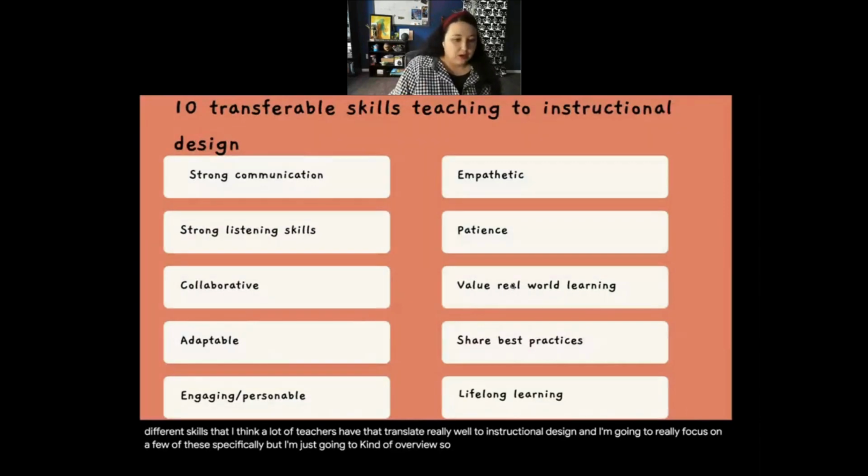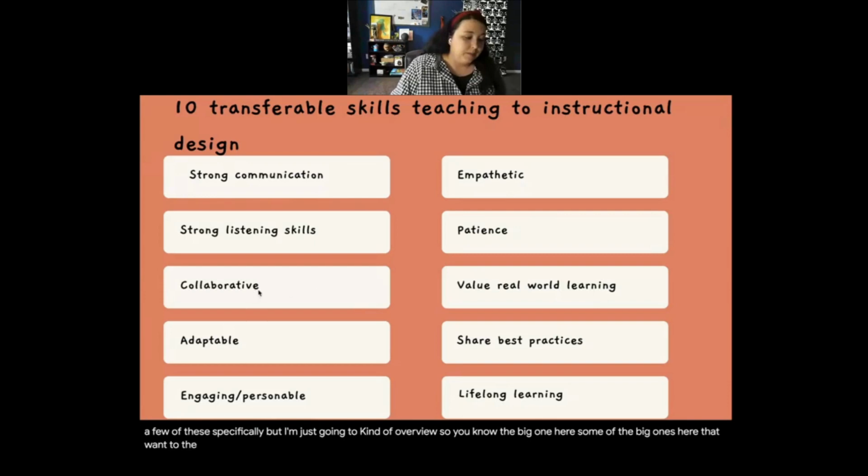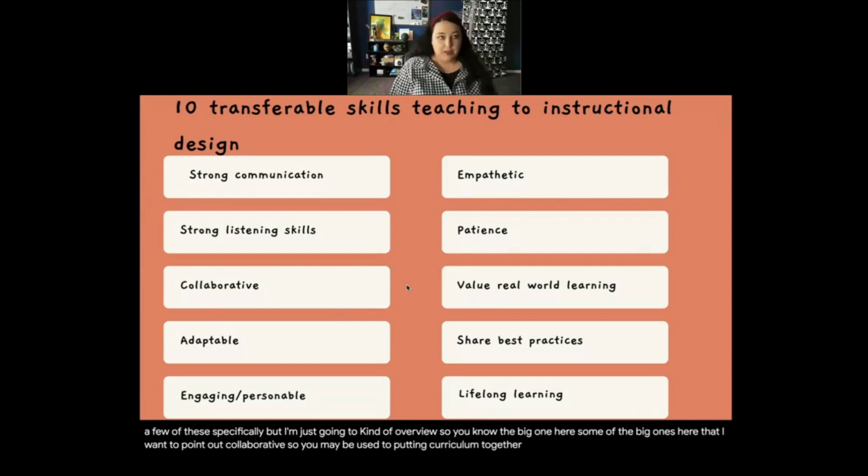So, some of the big ones here that I want to point out: collaborative. So you may be used to putting curriculum together, maybe with other people that have studied the same subject you have, whether that's history, mathematics, English, whatever.